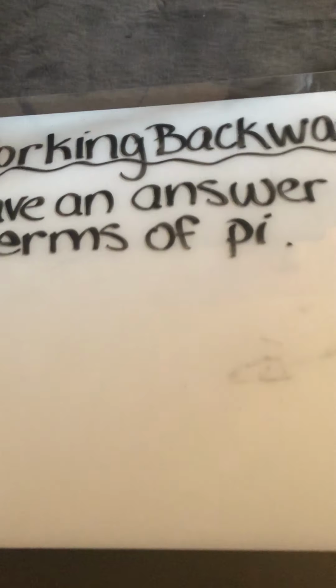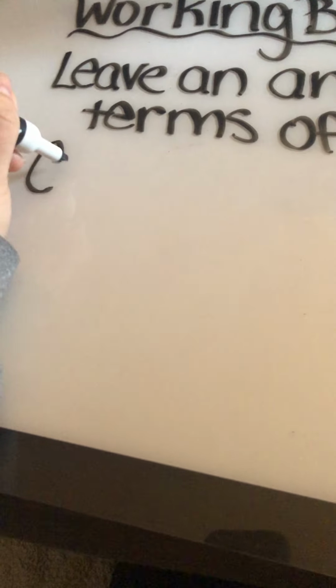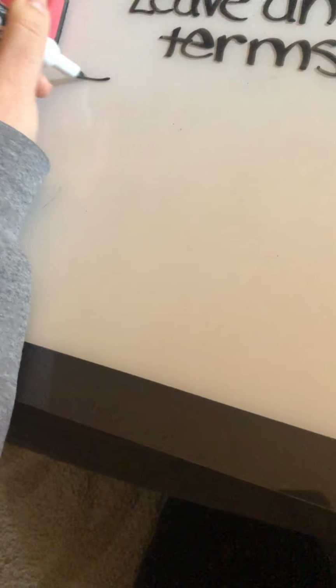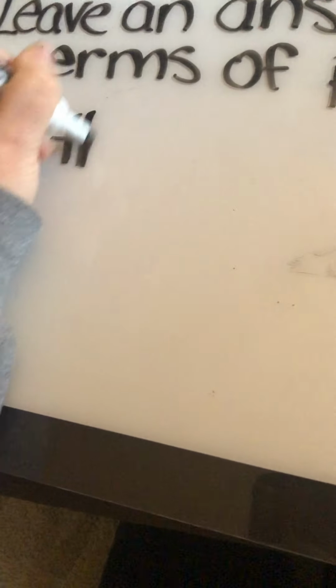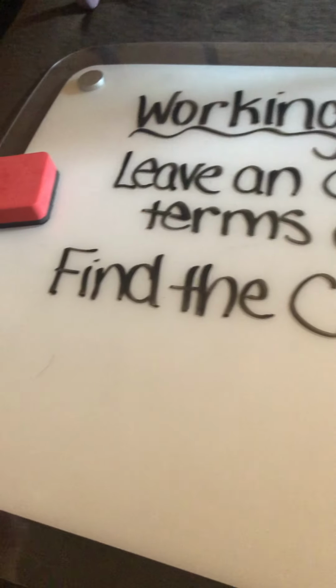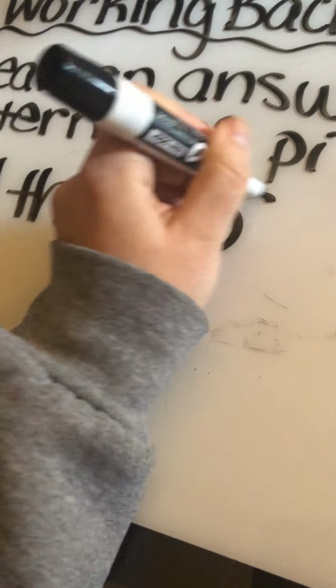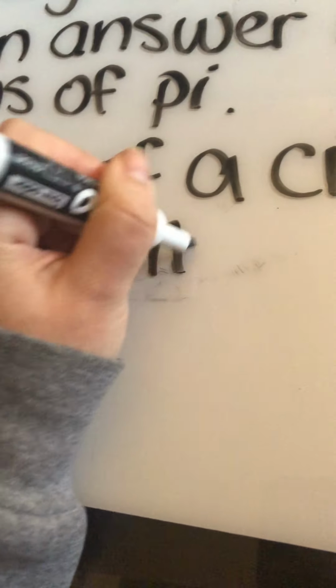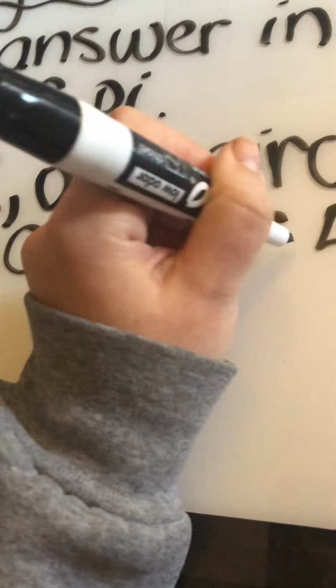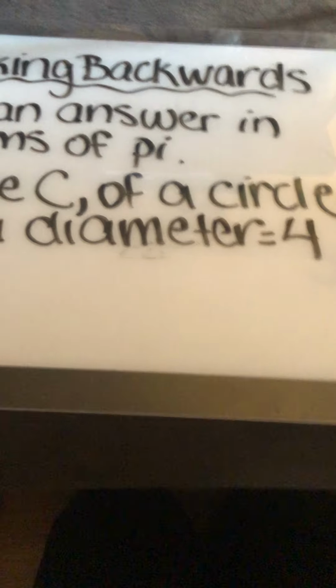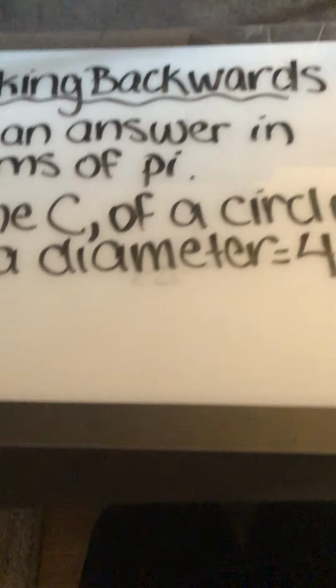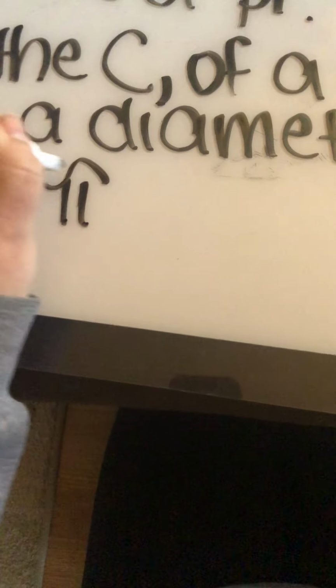So, for example, if we were told to find the circumference, I'm going to use C for circumference so I don't have to keep writing it. Find the circumference of a circle with a diameter of 4, and leave your answer in terms of pi. Well then we would just use our formula, C equals pi d, and we would plug in 4 for the diameter.